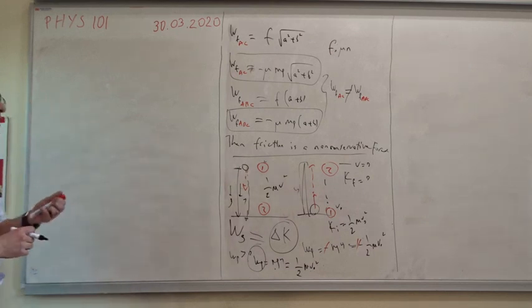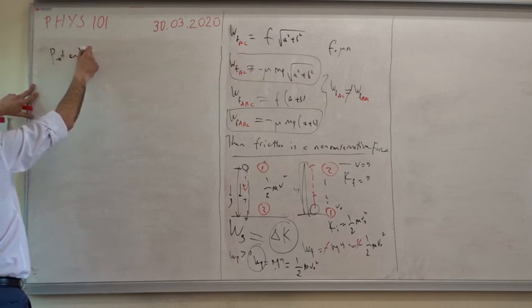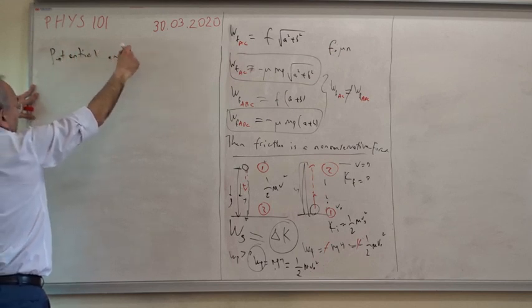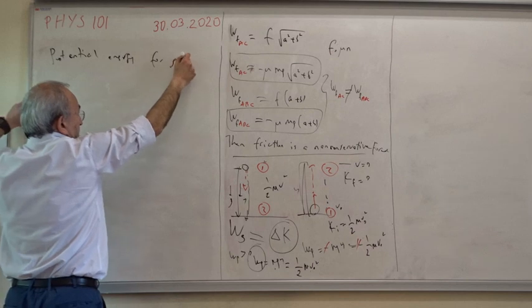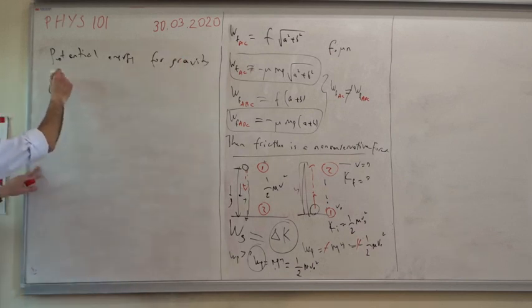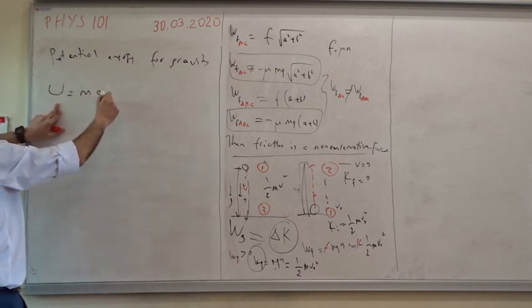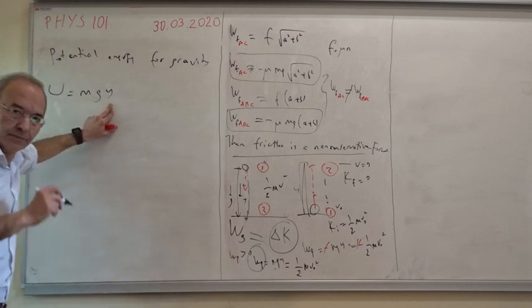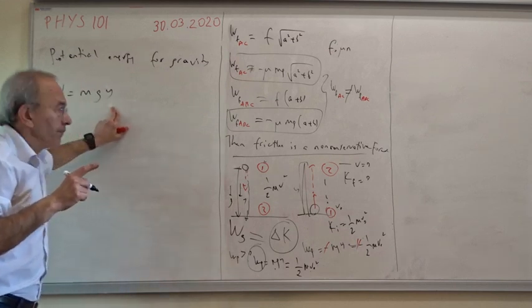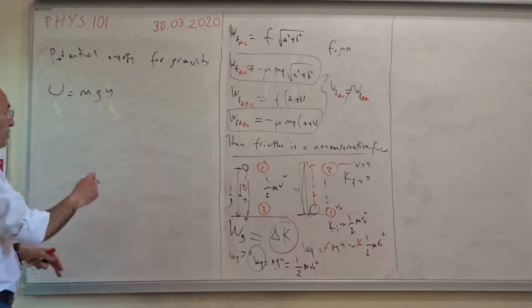Now potential energy for gravity is just, let me show it by capital U, mass times g times a certain height. But when defining potential, which y can we take into account?